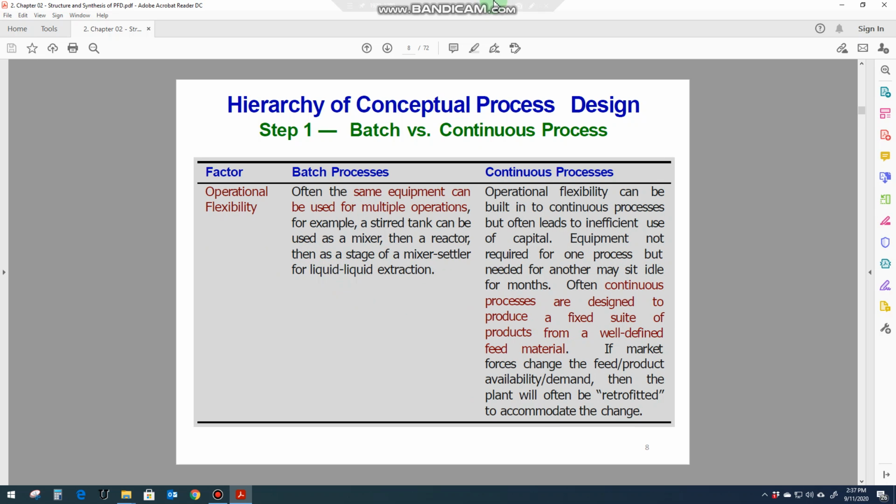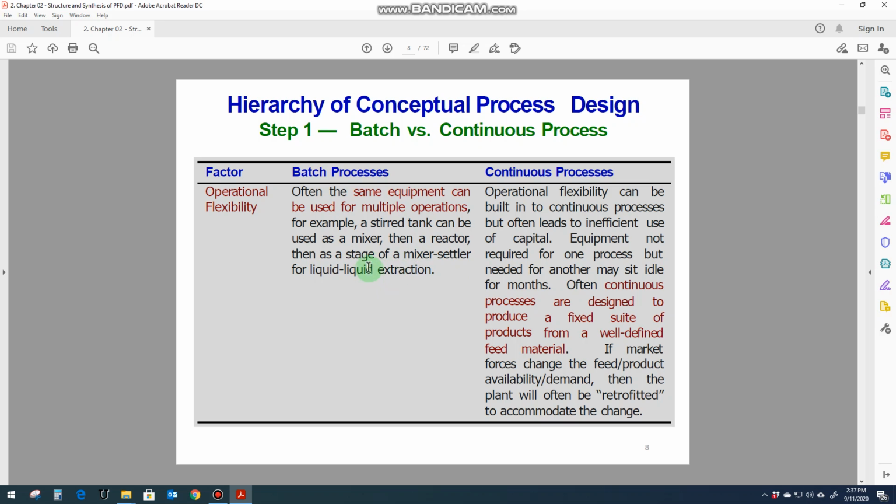Then we have to see the operational flexibility. In batch processes, often the same equipment can be used for multiple operations. For example, a stirred tank can be used as a mixer, then as a reactor, then as a stage of a mixer settler for the liquid extraction.